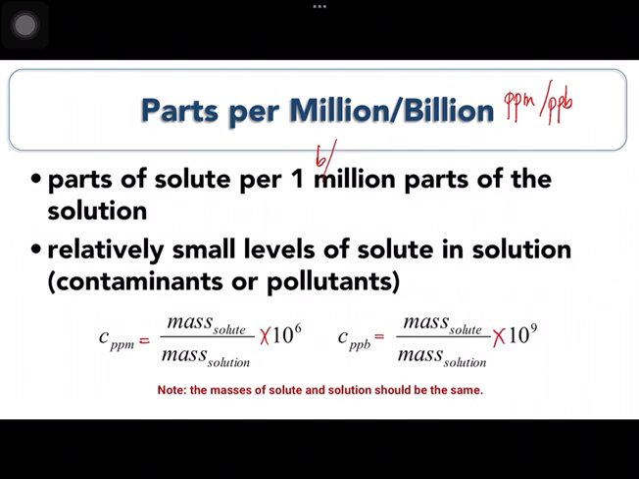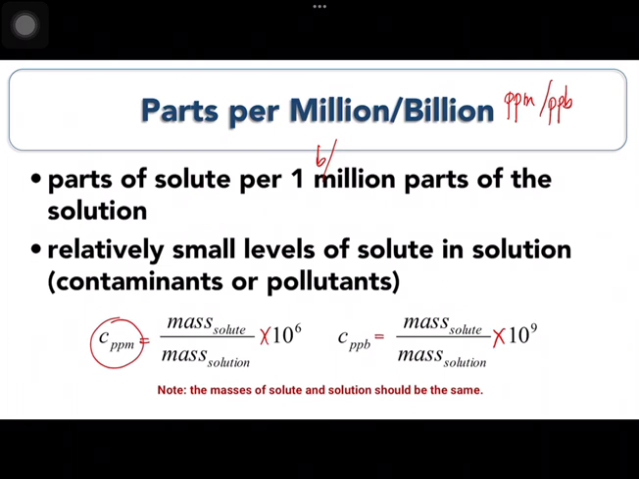Parts per million is computed using the mass of solute over the mass of solution times 10 to the 6. This is for ppm. And parts per billion is equal to the mass of solute over the mass of your solution times 10 to the 9. Okay? So note that the masses of the solute and the solution should be in the same units, so that they cancel out. Okay?